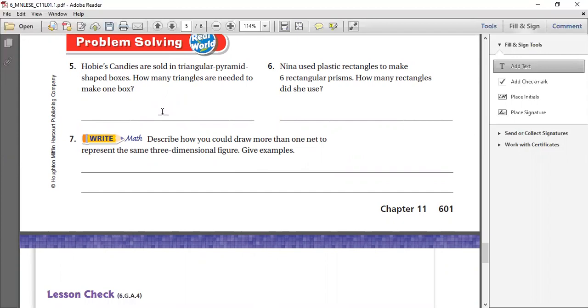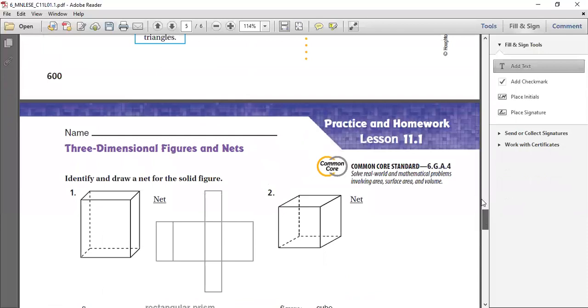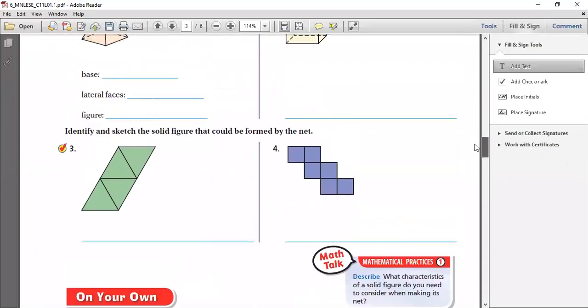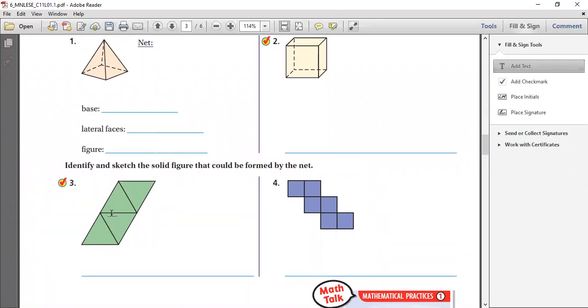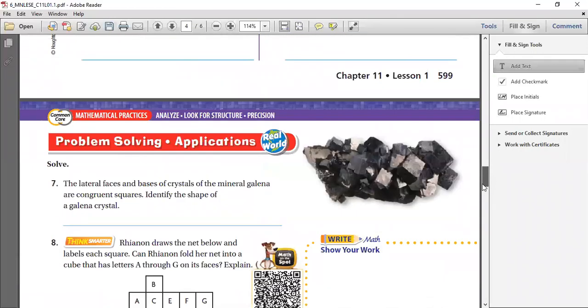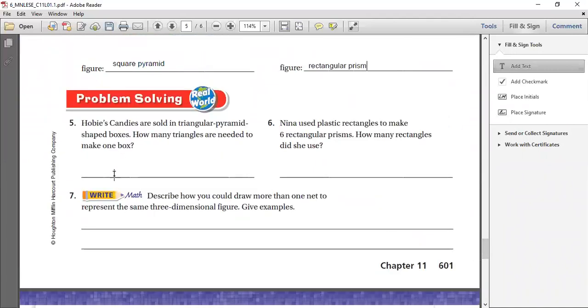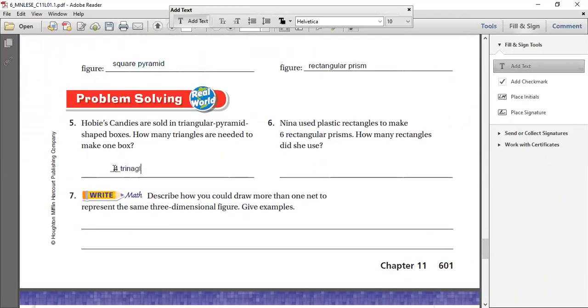So if the base is a triangle, I'll show you. There is a picture here. We drew it yesterday, right? See this one. We named it a triangular pyramid because the base is one triangle and the sides are three triangles. So how many triangles do we need to make a triangular pyramid? One base and three sides. So 1, 2, 3, 4. So we will be needing 4 triangles. Fine.